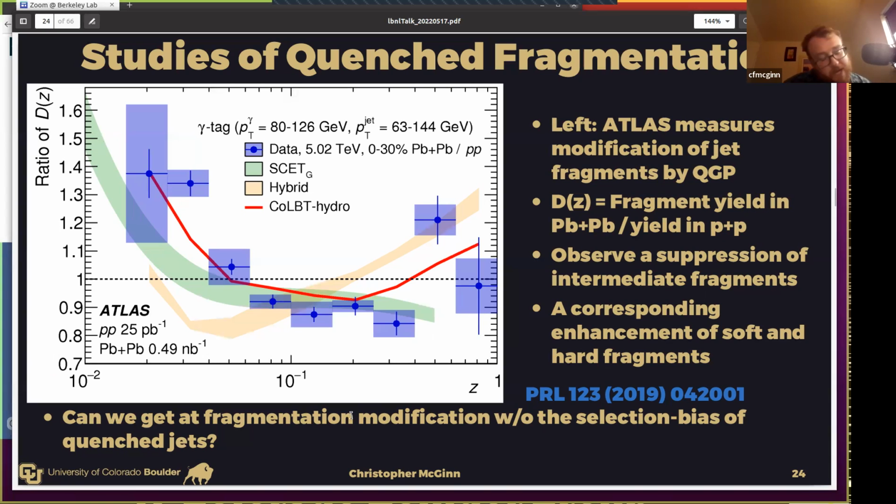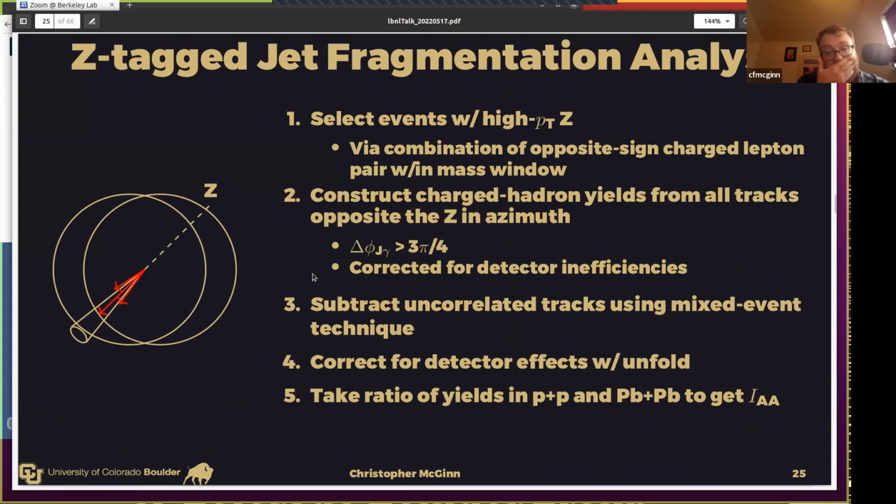Now, one question you can ask here, because this is a gamma-tagged selection, it also includes a jet selection, right? Jets here that go into this fragmentation go from 63 to 144. That's our pT range. So you can ask the question, can we get a fragmentation modification without this selection bias? Because that jet you are selecting on is ultimately quenched. And while this is very far from the pT of the gamma, it's very possible that you could have gamma partner jets that are quenched below that threshold. So in the Z-tag jet fragmentation analysis, we tried to structure this such that that quenching bias wouldn't come in.